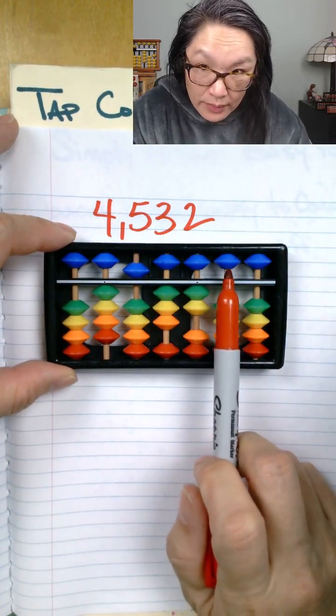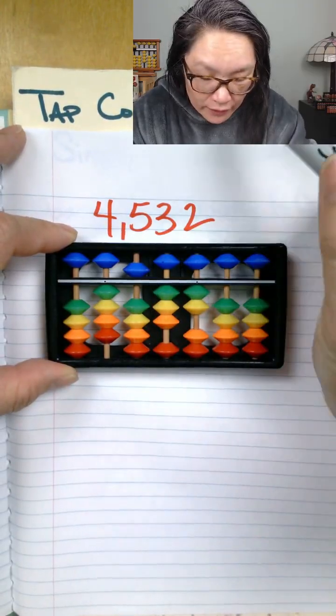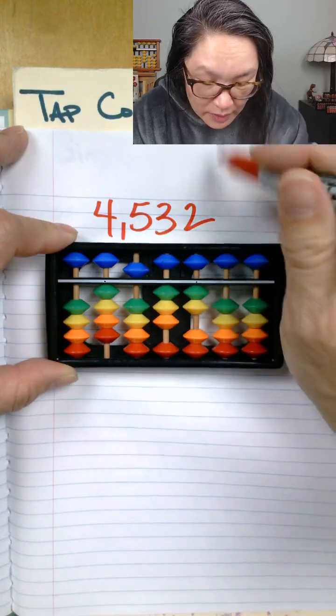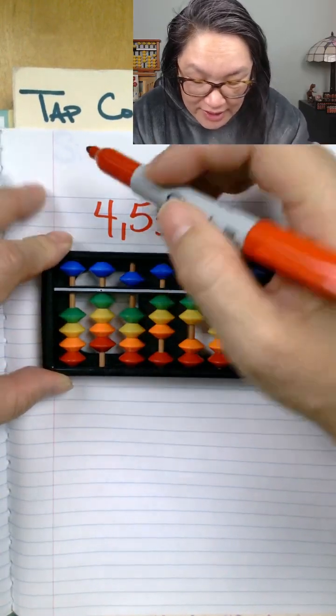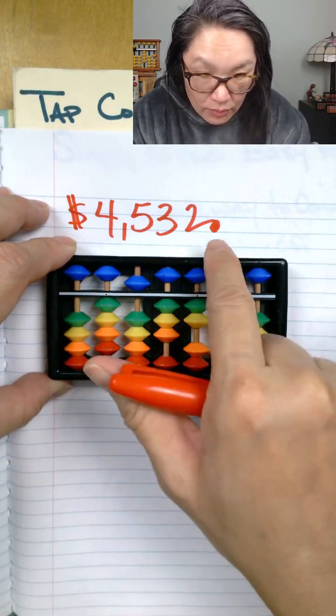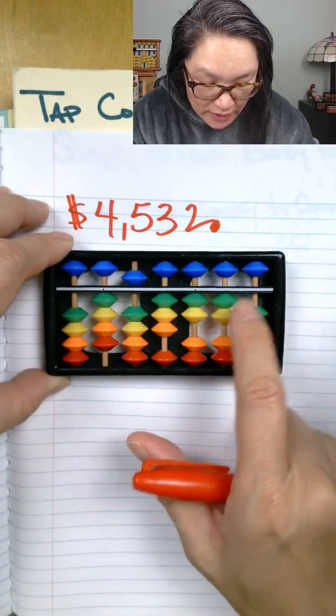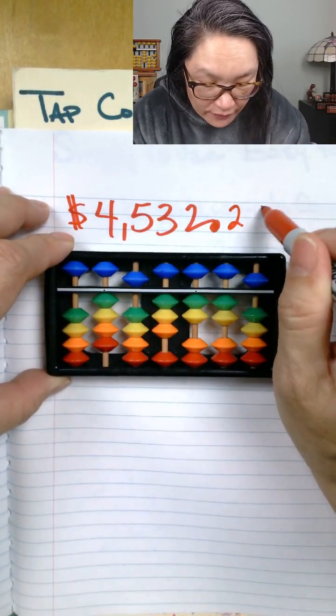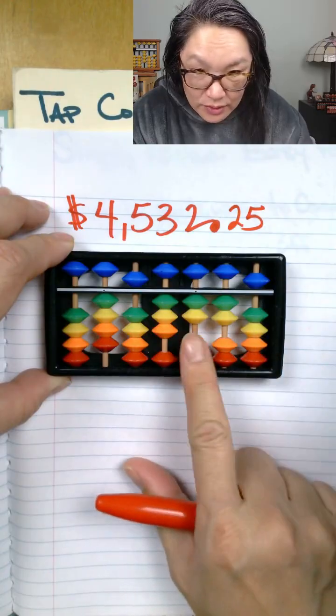Okay, so here's a question. What about these columns here? Well, if you notice, these columns would be where the decimal is. So remember where your decimal is, just like in money, we have 4,532 decimal 25 cents. We can do 25. So that's what the decimals are.